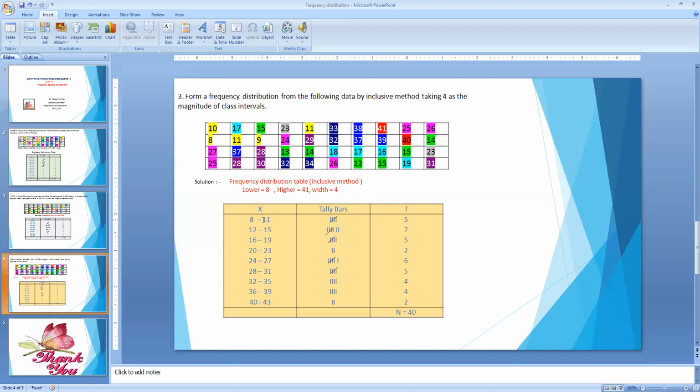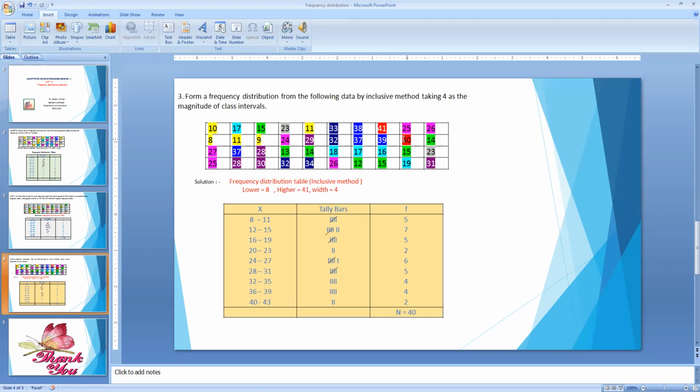The first two questions we have shown in the exclusive method, and this is the question where we are going to calculate with the help of the inclusive method. In the inclusive method, the last number will also be counted for calculation purposes because the number will not be repeated in the next class interval. Here we have to count the numbers. Among these numbers the lowest number is 8, and we have to check what the highest number is.